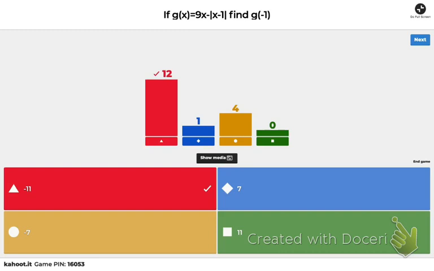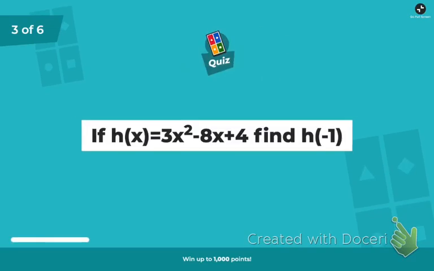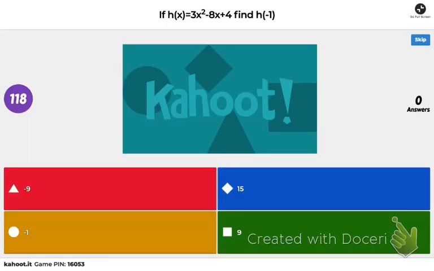Here's question 3. Are you getting the theme here? These first 4 questions, I think, are all very similar. h of x equals 3x squared minus 8x plus 4. Find h of negative 1. Remember, h is just the name of the function. x is the input. In this case, the input is negative 1. And hopefully you'll be able to find a good output.